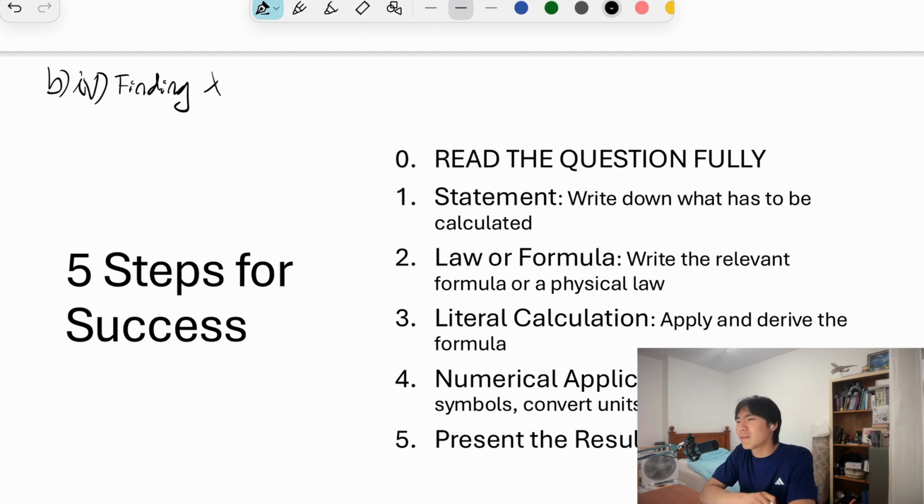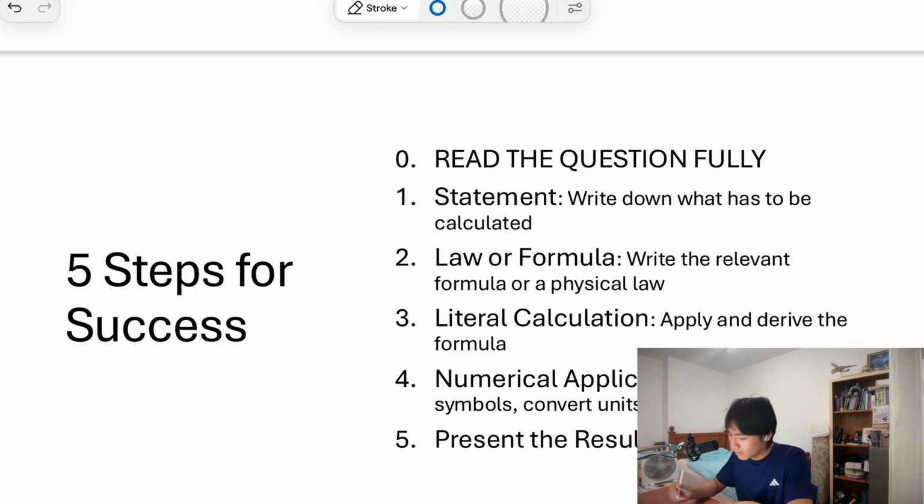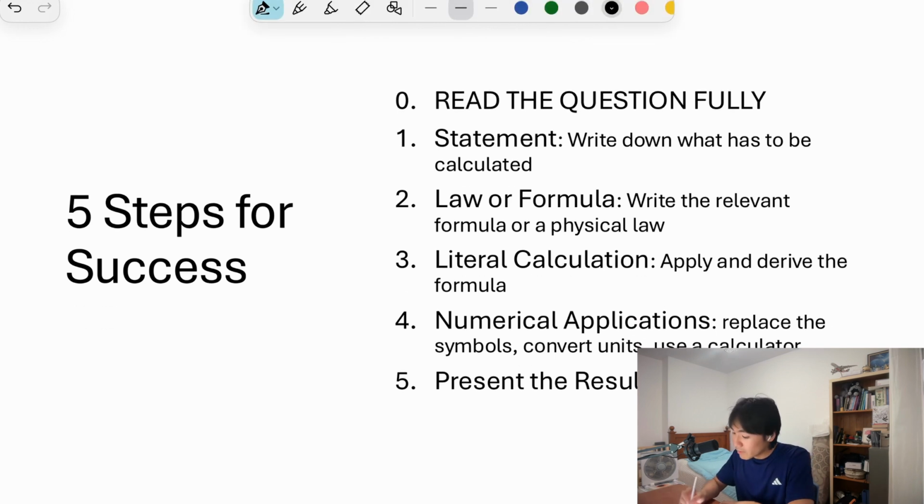Because that's like 5 seconds, but if you do that maybe once or twice per question, and let's say there are hundreds of questions in total, that's 500 seconds, and that's almost 10 minutes that you're going to lose in exams just by not writing this. You're going to think you're going to lose time by writing this, but trust me, you're going to gain time by always writing the statement and writing down the law or formula.